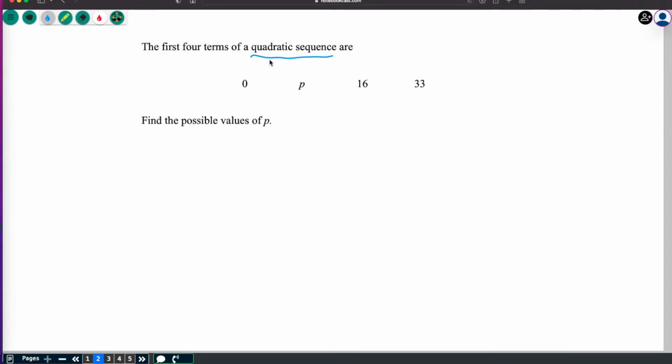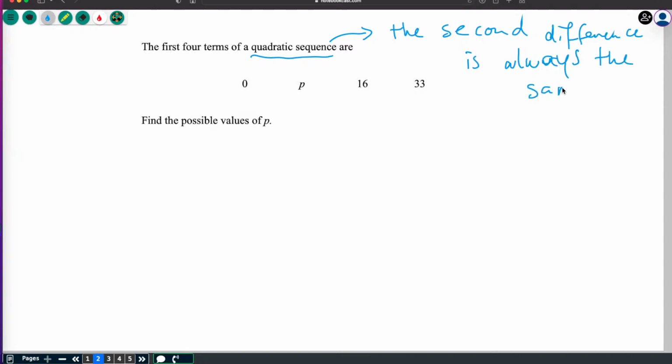Okay, so the key thing you need to remember about a quadratic sequence to help you to solve this problem is that the second difference is always the same. Okay. So how does that help us here to solve for p?